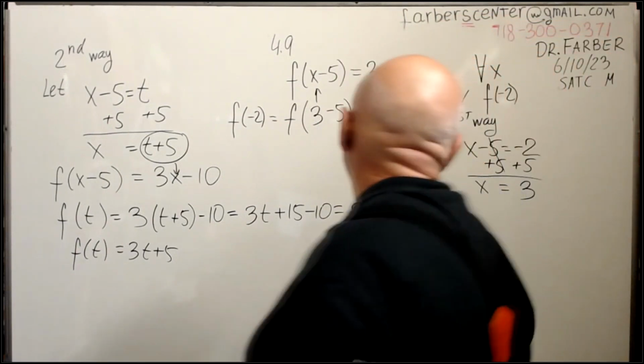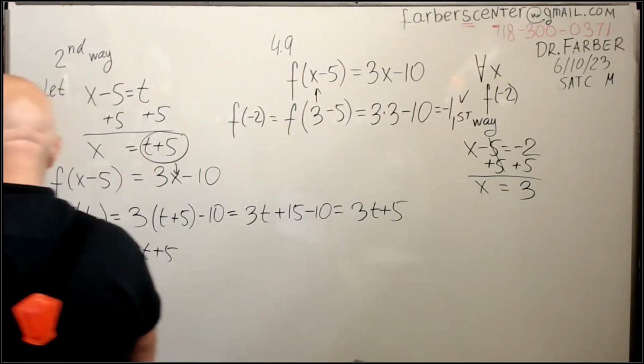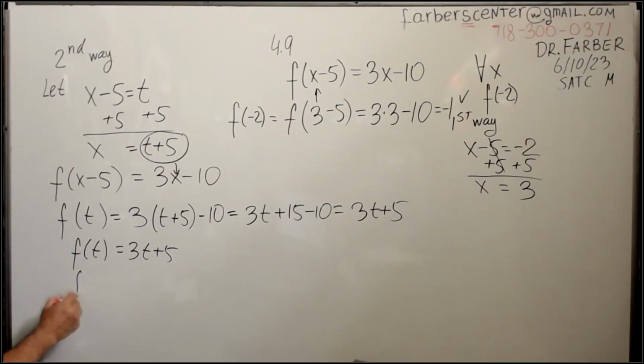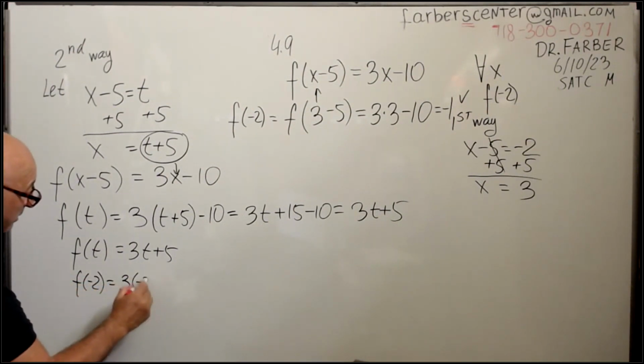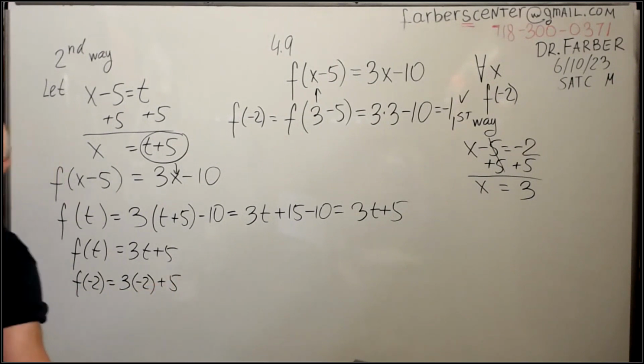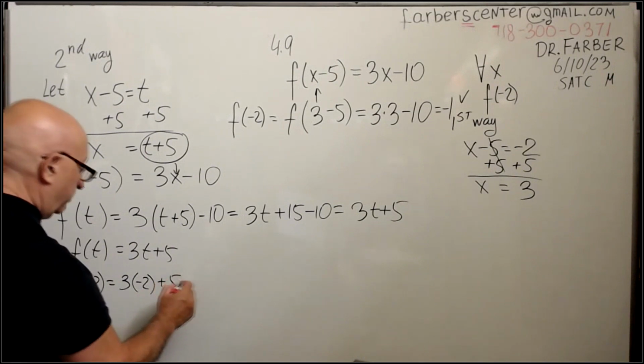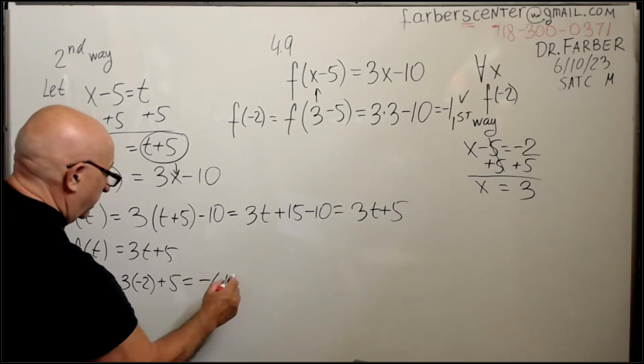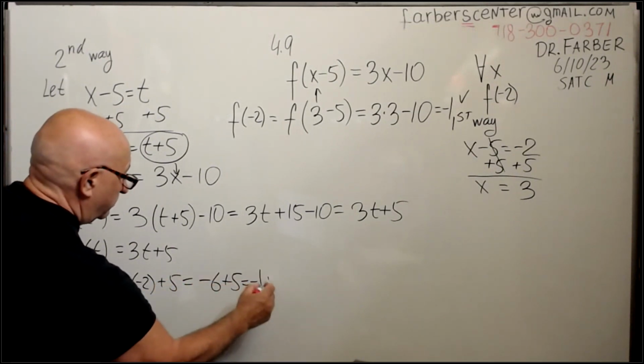Even -2. f of -2 equals 3 times -2 plus 5, which is -6 plus 5, which is -1.